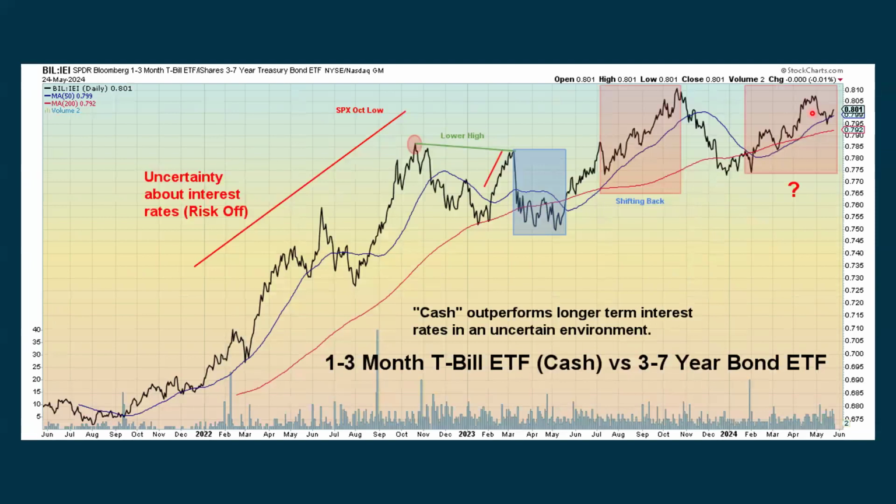Then we look at some ratios. We take 1 to 3 month T-bills, which is pretty much cash, and we compare it with 3 to 7 year bonds. When this is going up, that means folks are concerned about interest rates and inflation. Then we started to drop. We were dropping, and when this goes down, I see that as more positive. But now we're starting to go back up, and that is a concern for the market. We want to see this ratio continue to decline.